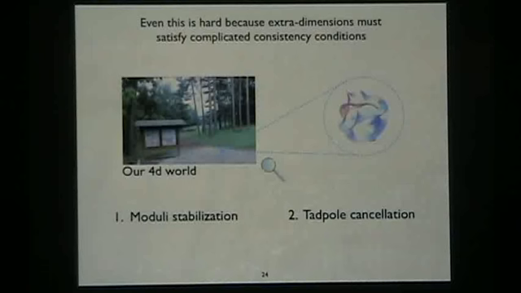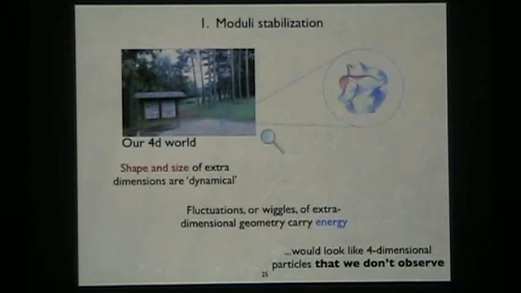Even that can be very hard and very complicated because the extra dimensions of string theory satisfy some complicated consistency conditions. And I wanted to tell you a little bit about them because they're amusing, and they have, of course, fancy names. One of them is moduli stabilization, and the other is tadpole cancellation. The tadpole's a pretty nice little creature. I don't know what it means to cancel one, and it doesn't sound like a nice thing to do to a thing, but we do it anyway. So I'll talk about the first thing, moduli stabilization, first.